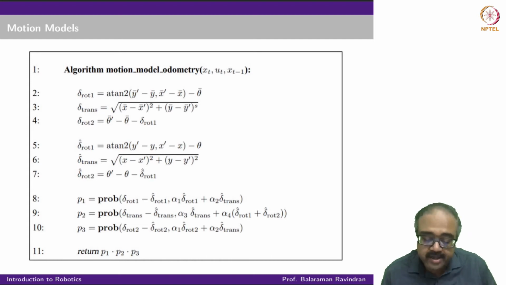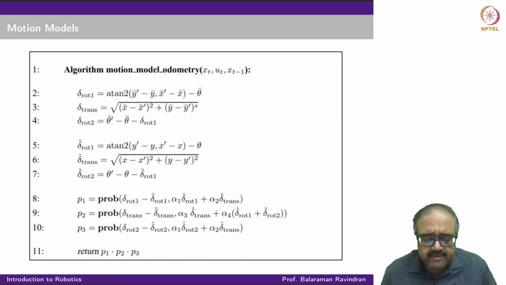This means how much I rotate and how much I translate, both of these are going to contribute to the noise in the first rotation. Similarly, both the rotations and the translation changes are going to contribute to the error in the translation, and finally, the magnitude of the translation and the second rotation is going to contribute to the error in the second rotation that we have. So, we are assuming each as an independent source of error. So, I have P1 times P2 times P3.